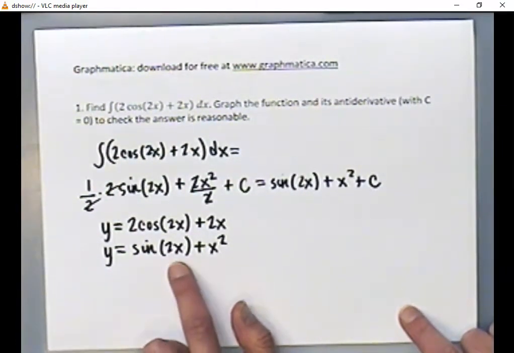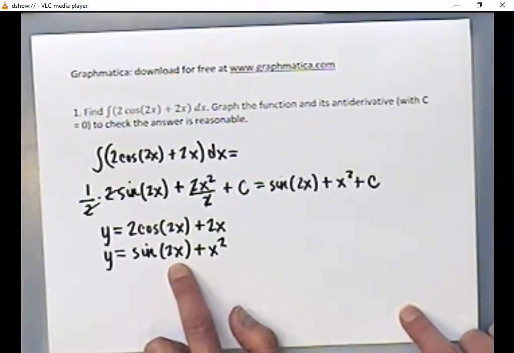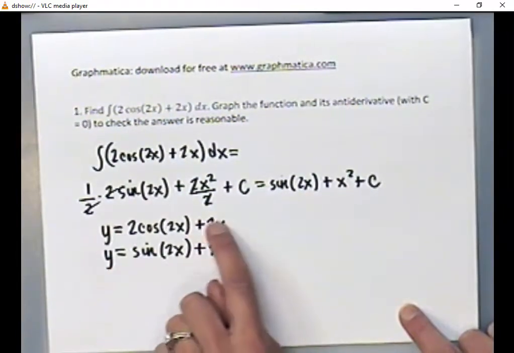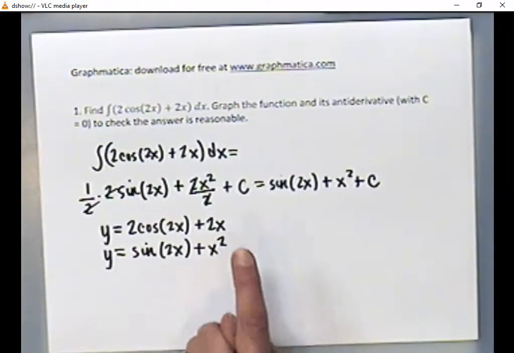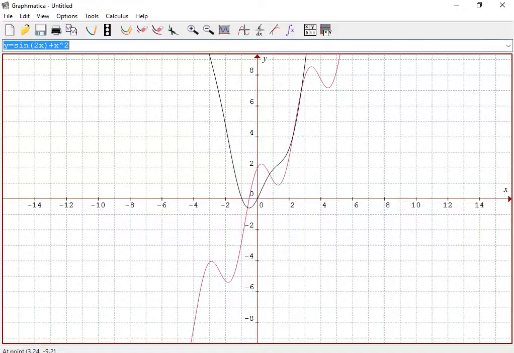So when I look at the graph of this one, I should be able to see that it's reasonable that this becomes its derivative. This graph is the derivative graph. So let's look at those two on Graphmatica and see if that makes sense. So the original one is this one. It's kind of like highlighting it. This is the sine of 2x plus x squared, this black one here. So when I take its derivative, what kind of things should I see?